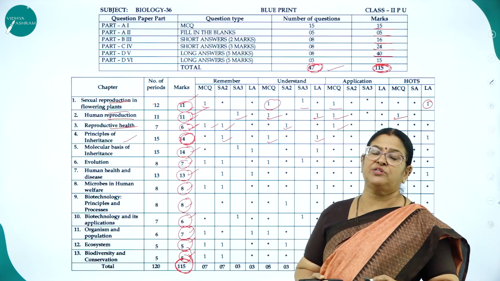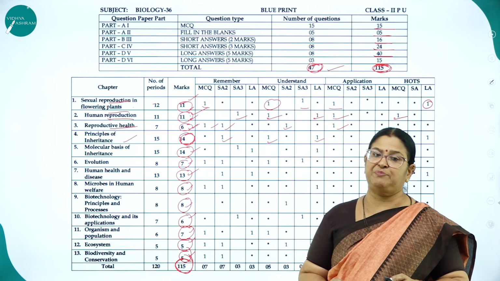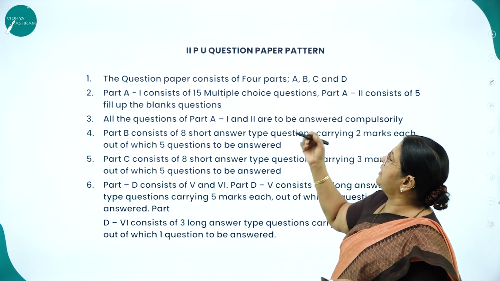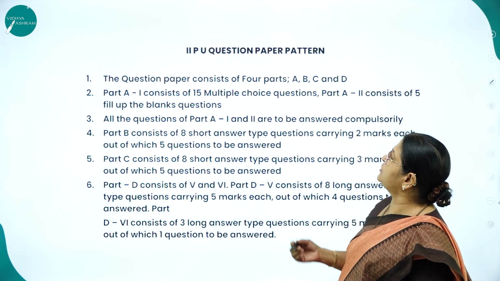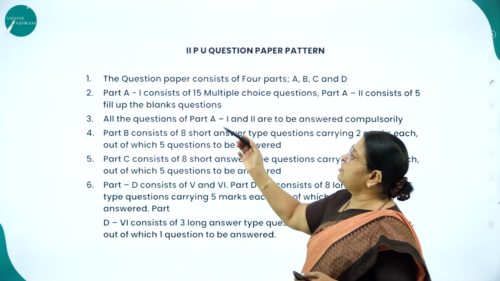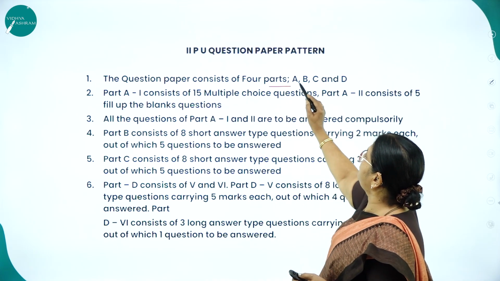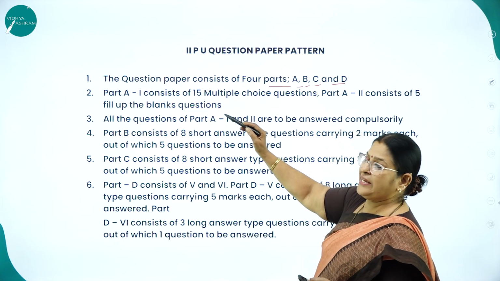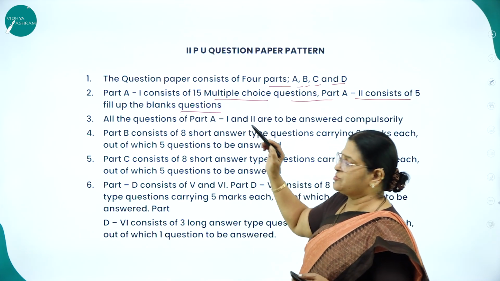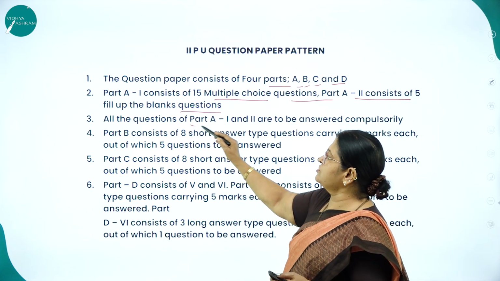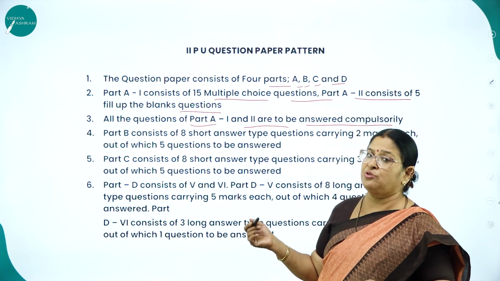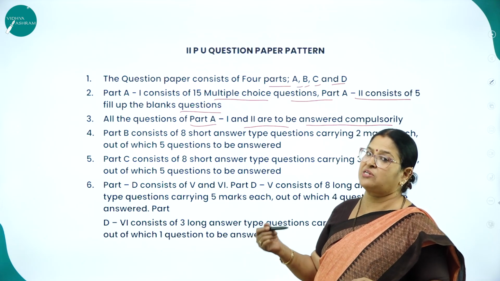So let me move on to the revision of a very important chapter, sexual reproduction in flowering plants. I have added one more slide here so that you will get to know the second PUC question paper pattern. I already told you the question paper consists of 4 parts: A, B, C and D. Part A1 consists of 15 multiple choice questions. Part A2 consists of 5 fill in the blanks questions. All the questions of part A1 and A2 are to be answered compulsorily, so you cannot miss out. As you know, 20 marks are from part A itself, which is compulsory.